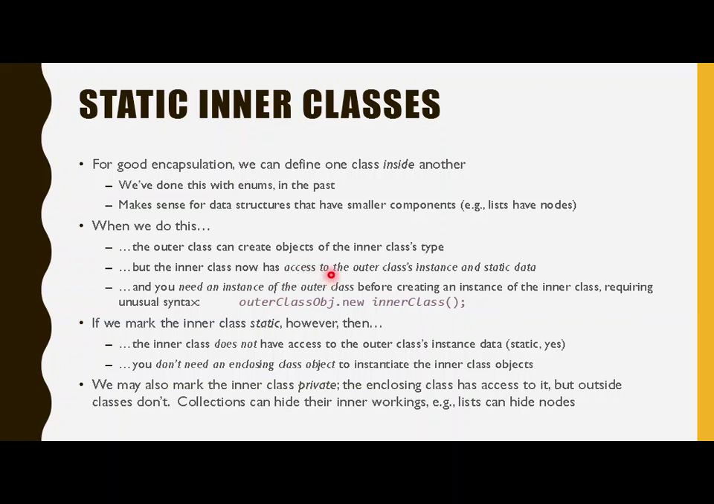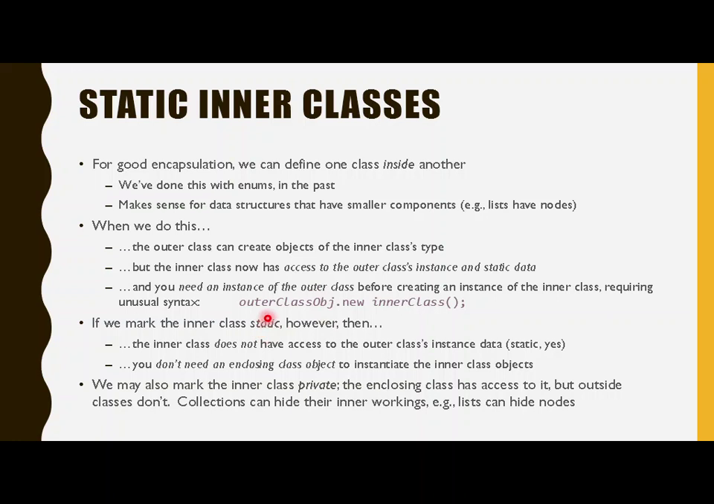If our nodes, for instance, had been public instead of private, I would have to create the outer class first, like LinkedList.new, and then I put the name of the inner class to create a node. So if it were public and it were internal like this, you have this bizarre syntax that you would probably never think of, right? Literally LinkedList.new, and then you put the node. So that is bizarre. But if you make it static, then you don't have to do that, right?